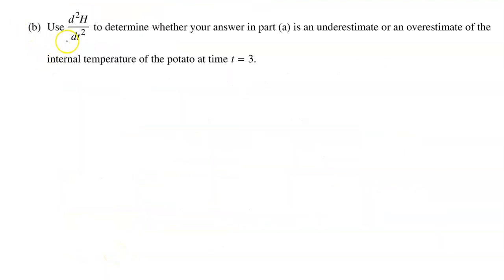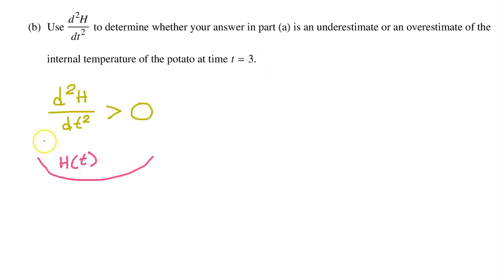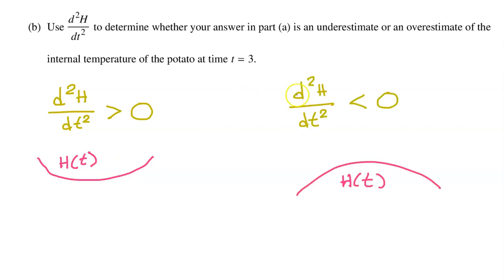Part B. Use the second derivative to determine whether your answer in Part A is an underestimate or an overestimate of the internal temperature of the potato at time t equals 3. Here's the theory. On intervals where the second derivative is positive, h of t will be concave up. On intervals where the second derivative is negative, h of t will be concave down.